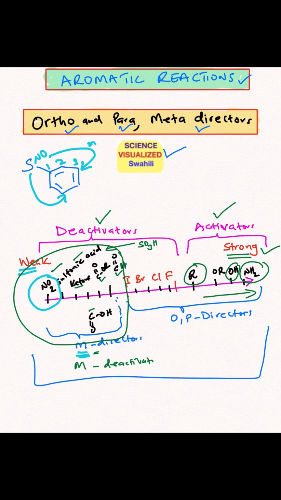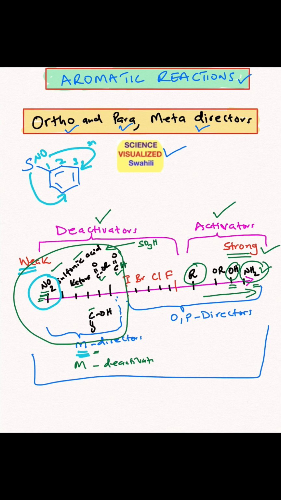If you have a situation where you have two directors in competition, so for example, OH and NH2, because NH2 is stronger, then NH2 will win. If you have a situation where a ring deactivator, like say NO2, is in competition with say OR, then OR will win because it's further to the right, so that becomes a stronger director.